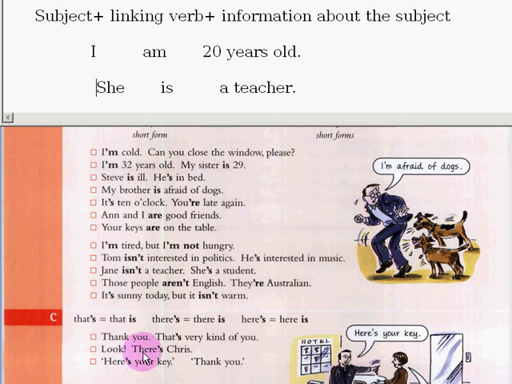Look, there's Chris. Here's your key. Thank you.